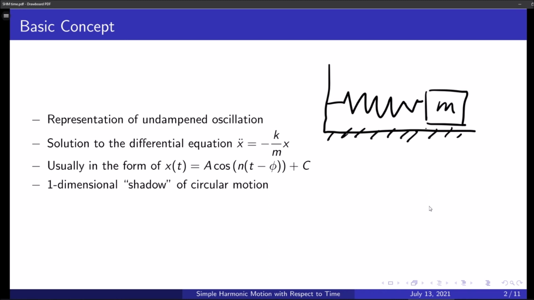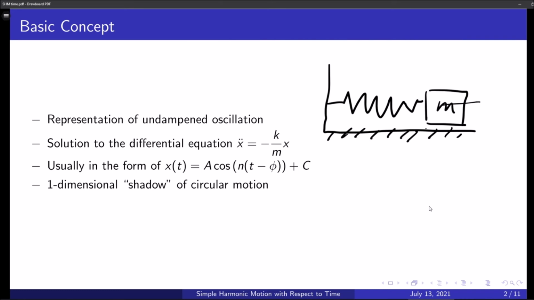Of course, if it's dampened, then it will gradually move less and less, and eventually comes to a stop. But that's not what we're looking at. We just imagine that there's no loss and it just goes on forever. We're also going to look at how this is really a solution to the second order differential equation. We're not going to actually solve it, just have a quick look at how this comes about.